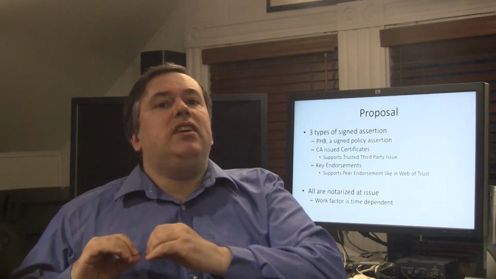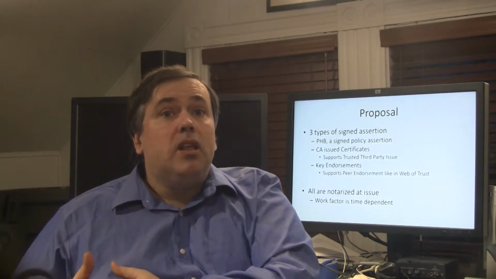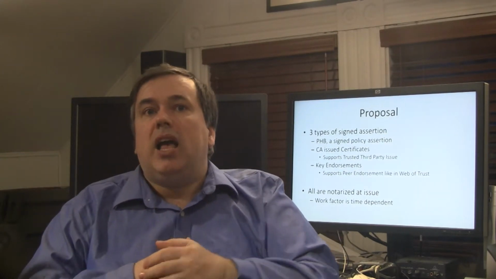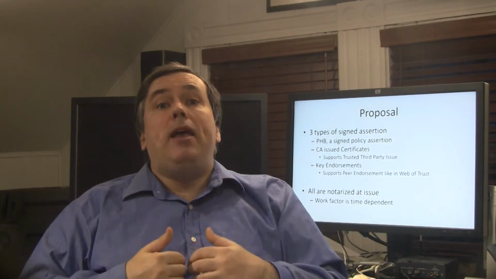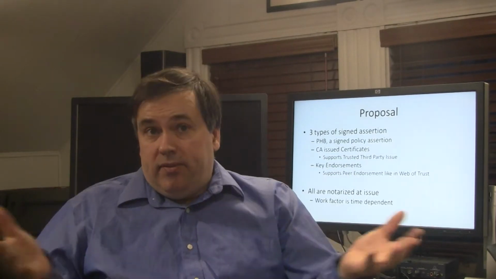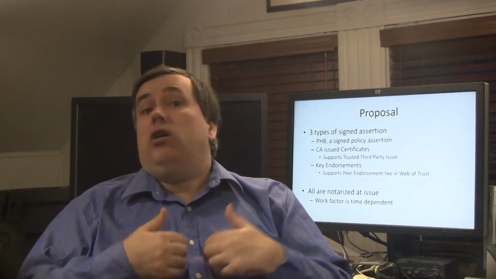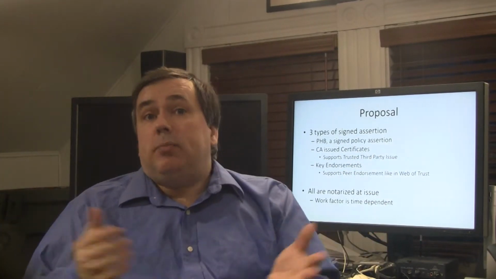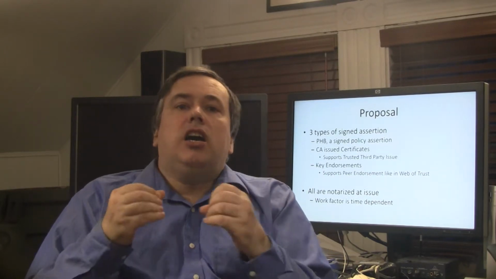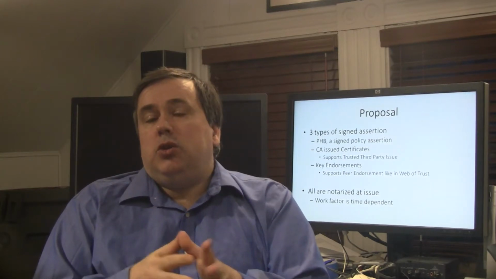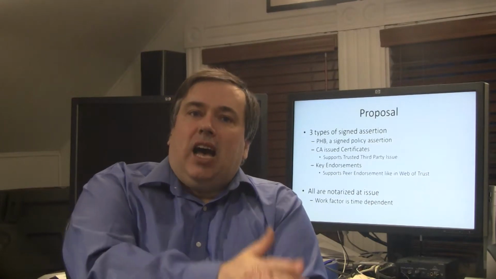We will have CA issued certificates in the PKIX X509 model to support trusted third-party models, and we'll have key endorsements, which are peer-to-peer movements that can be made by anybody who has a fingerprint. So these could be people who have CA issued certificates or simply ordinary keys that aren't endorsed by anybody else. And all of these signed assertions are going to be notarized at issue or as soon as possible after issue, which fix the work factor in time.